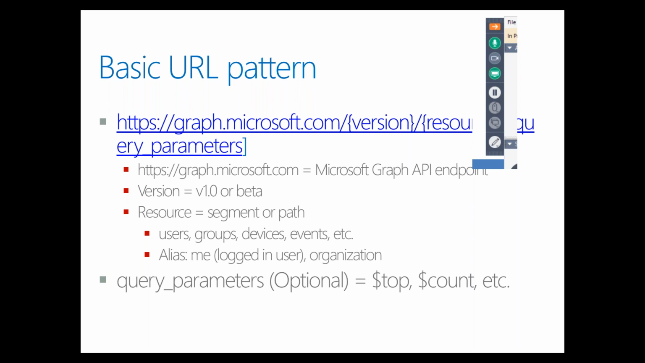There are two aliases in Graph API: me and organization. Me will give you the data about the current logged in user, and organization is the data of the current logged in user's organization. And there are some optional parameters like top, count, etc. We will see in the demo how you can use these parameters to filter the results of the Graph API.